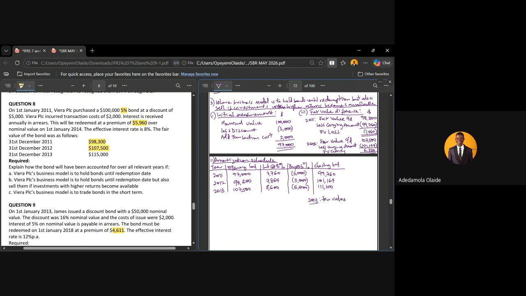So the fair value at the end of year 3 is 115,000, less carrying amount, which is 111,100. And with that, we have a fair value gain of 3,900. So SOPL extract will have what?